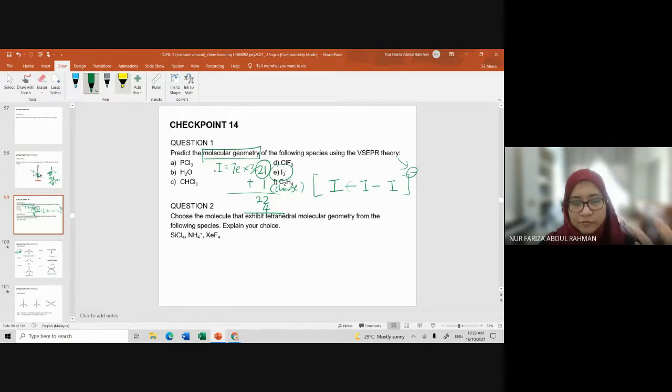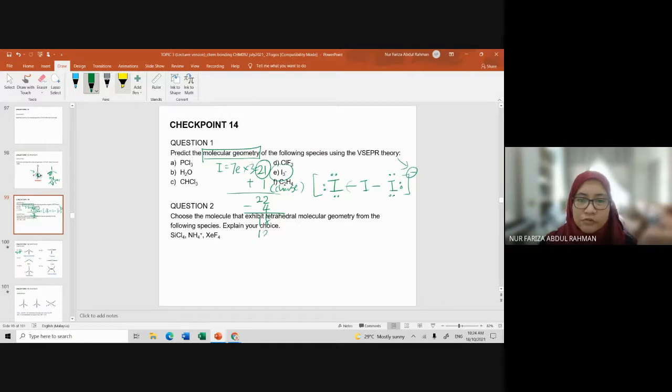Okay, so we have used 4 electrons. So minus this one, we have 18 electrons left. This 18 electrons will be placed on the terminal first. Kita octetkan the terminal first. So 1, 2, 3, 4, 5, 6. 1, 2, 3, 4, 5, 6.